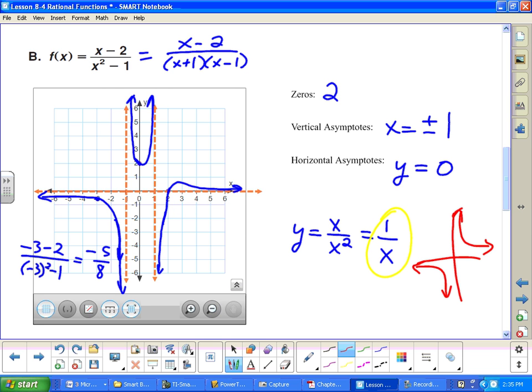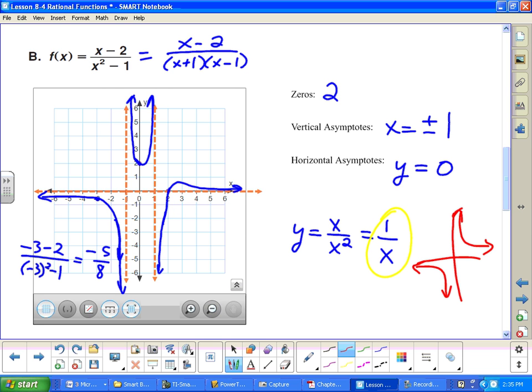Here's the thing. We can cross a horizontal asymptote, okay? Because horizontal asymptotes are for very, very large values of x and very, very small values of x. But we can't cross a vertical asymptote because those are for actual values of x, and it doesn't exist there. So this is what your graph would look like.